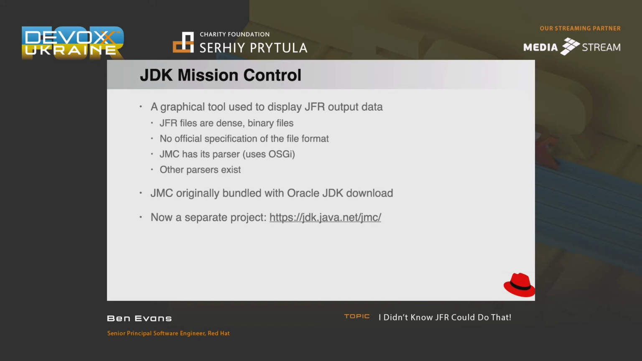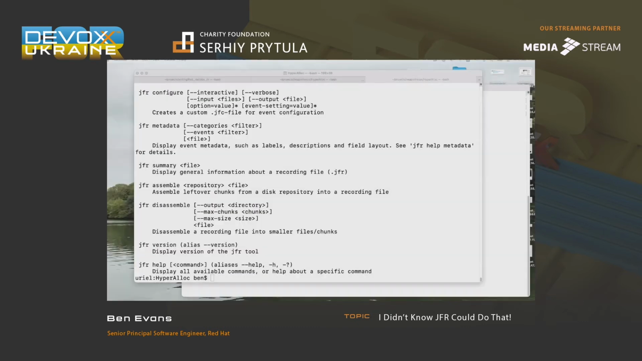There are other parsers for JFR files which exist, and it's kind of interesting because there's no real specification for the file format, and it does change from version to version. For example, new event types are added, but also there are sometimes changes to the events as well. So trying to keep up with the file format is a little bit difficult. It was originally bundled with the Oracle JDK, and it's now a separate project licensed under the open source license.